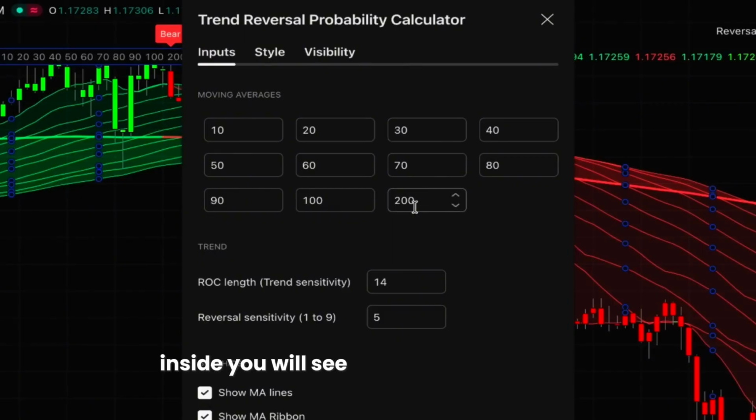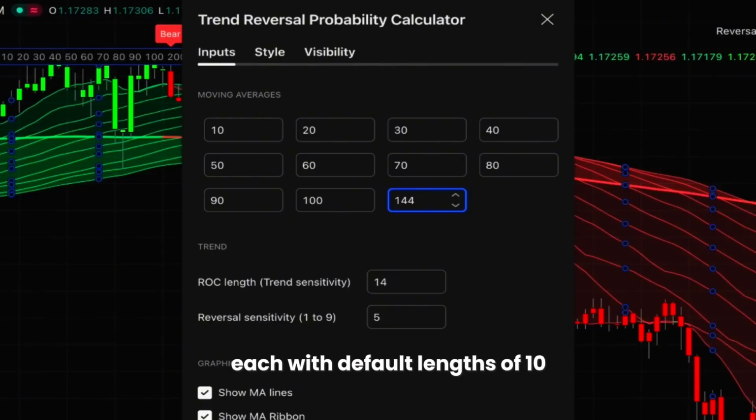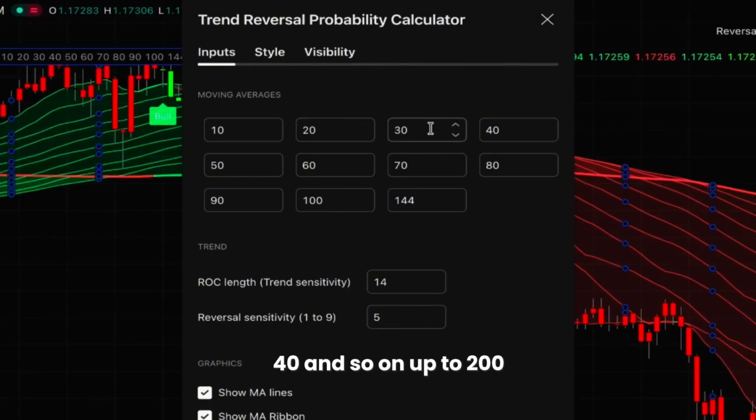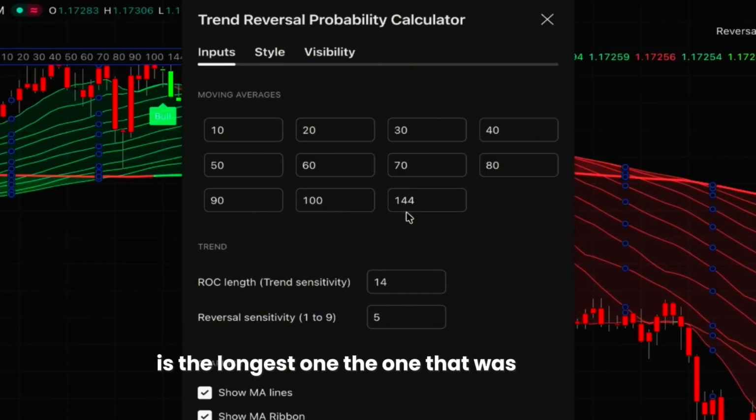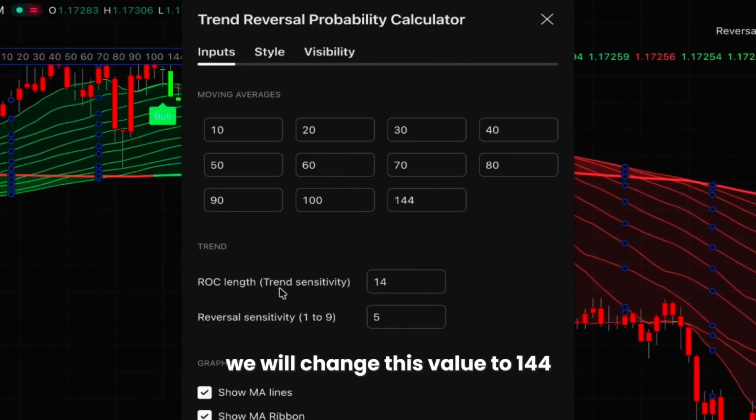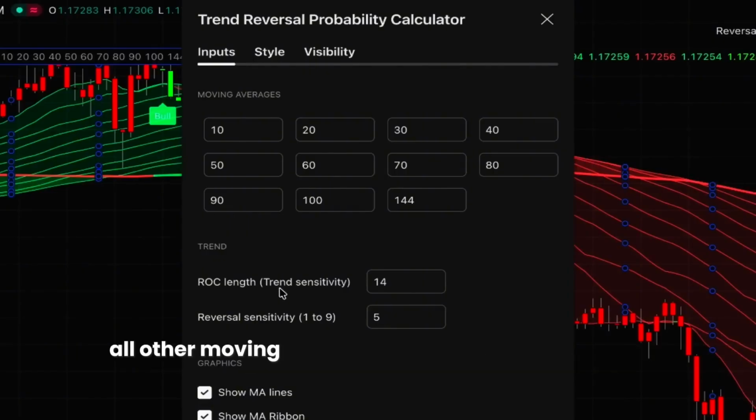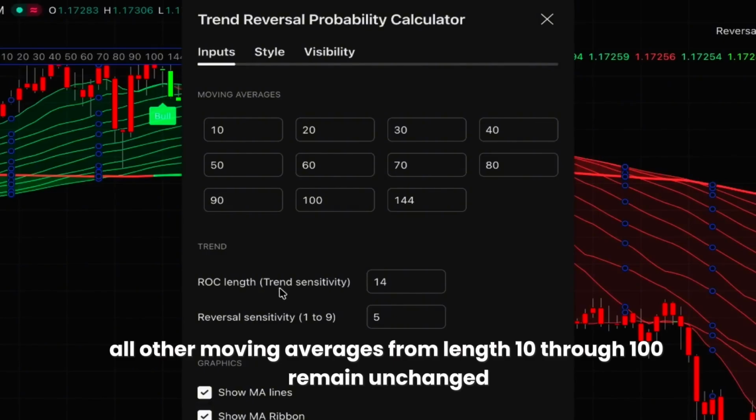Inside, you will see 11 moving averages listed, each with default lengths of 10, 20, 30, 40, and so on up to 200. The only change we need to make to the moving average lengths is the longest one, the one that was set to 200. We will change this value to 144, which is an optimized length for the trading strategy being discussed here. All other moving averages, from length 10 through 100, remain unchanged.